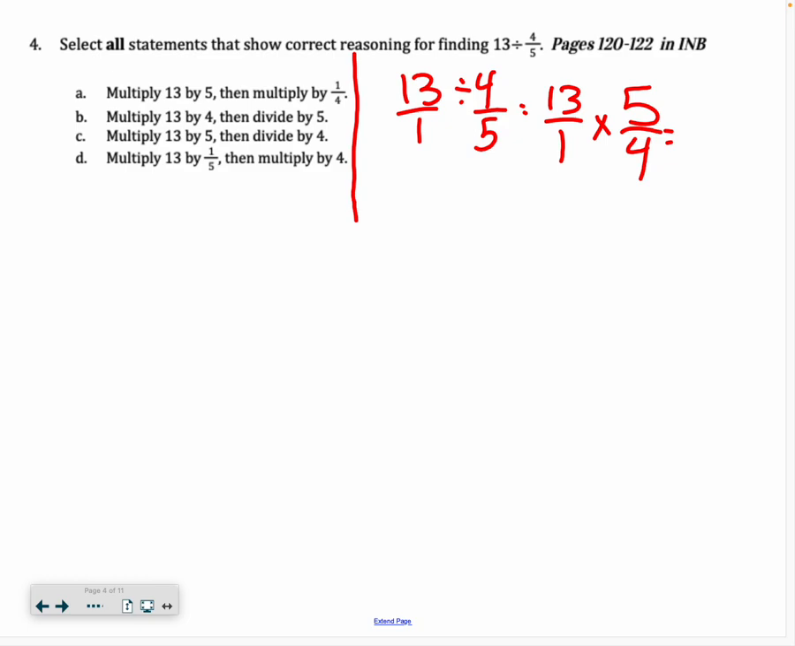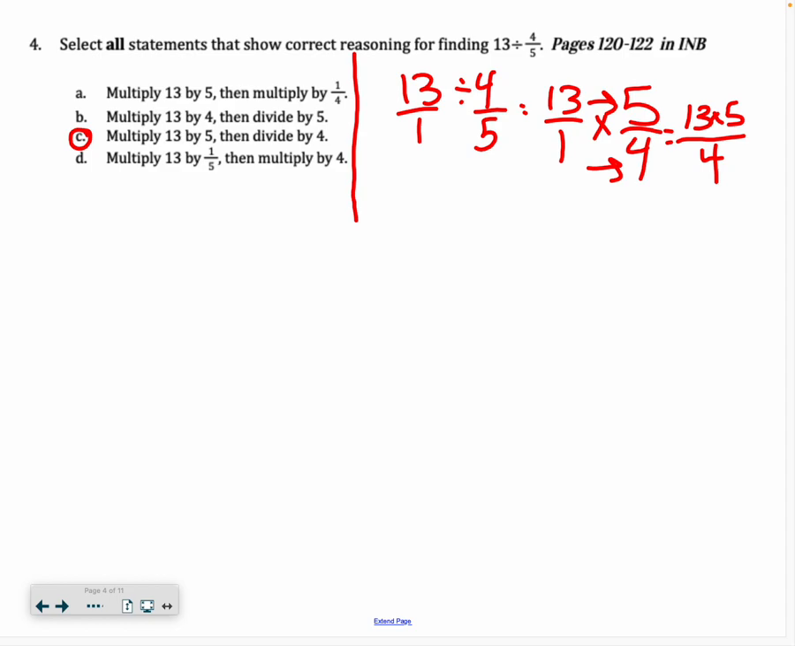If we do that, we end up multiplying 13 by 5, which I don't know what that is, but I'm just going to write that's what I would do first, 13 times 5. And then you multiply 1 times 4, you get 4 here, so then you would have to divide by 4. So I see that that matches C. Multiply 13 by 5 and then divide it by 4. Now, the question says to select all the statements, so there may be more than one right answer.